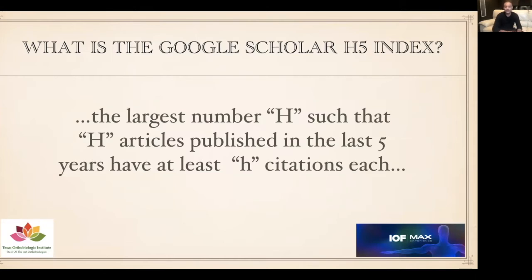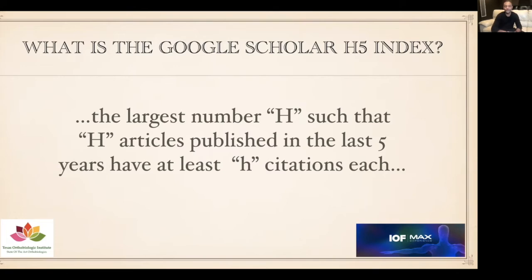The Google Scholar H5 Index is a little bit different. It covers the last 5 years of publications, and it's defined as the largest number H such that H articles published in a journal in the last 5 years have at least H citations each. So just as a quick example, let's say we have the Biologic Orthopedics Journal.